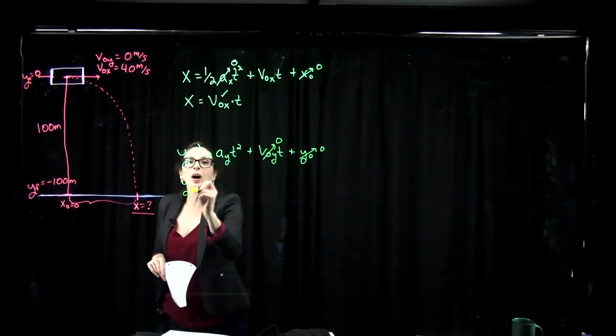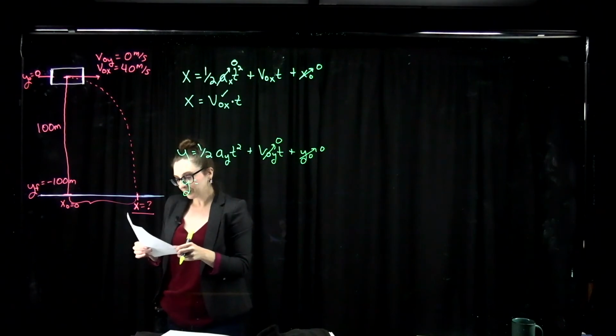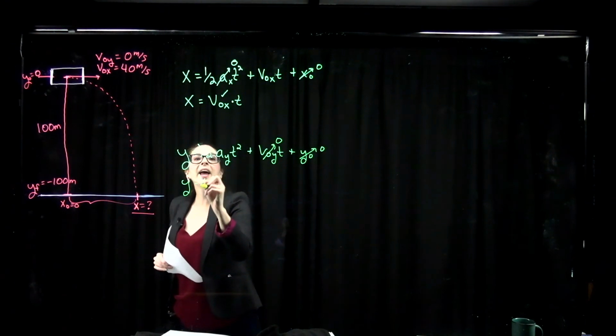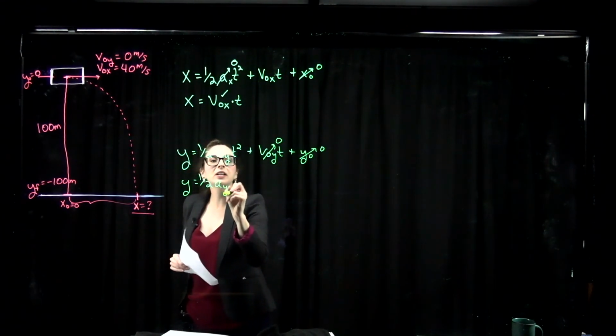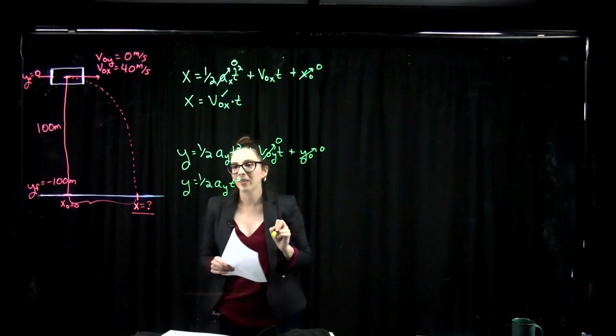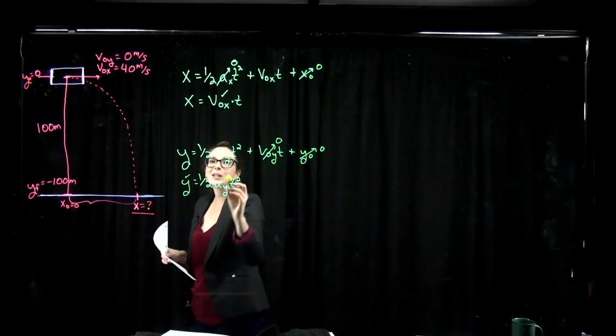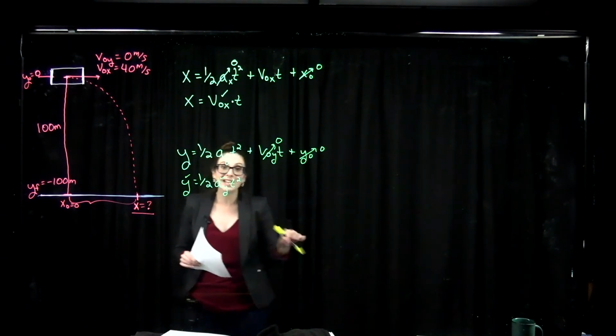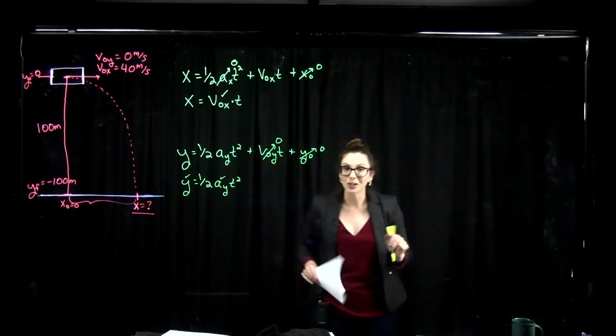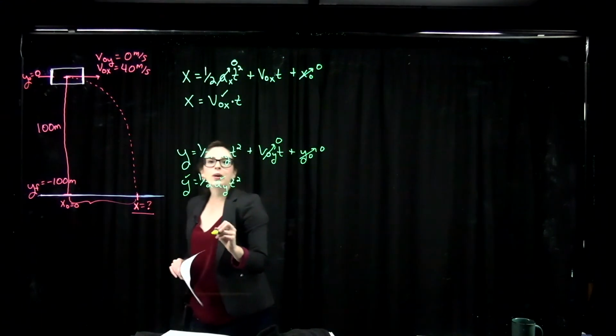So we've got that y is equal to 1/2 acceleration in the y direction t squared. I'm trying to solve this equation for time. We know our final y position. We know our acceleration in the vertical direction. That's acceleration due to gravity. Let's solve this equation for t.